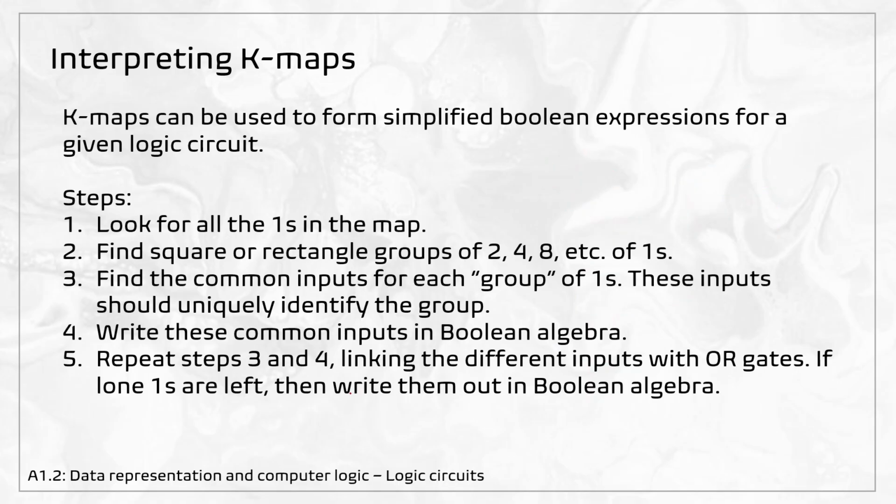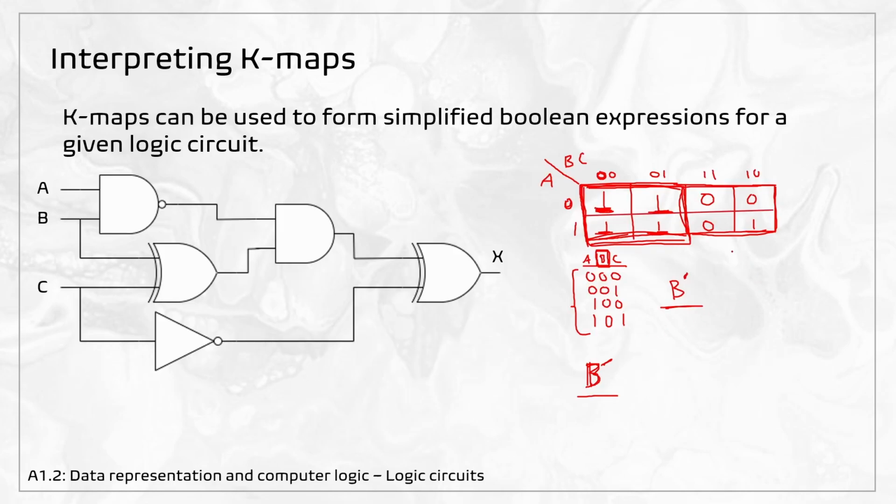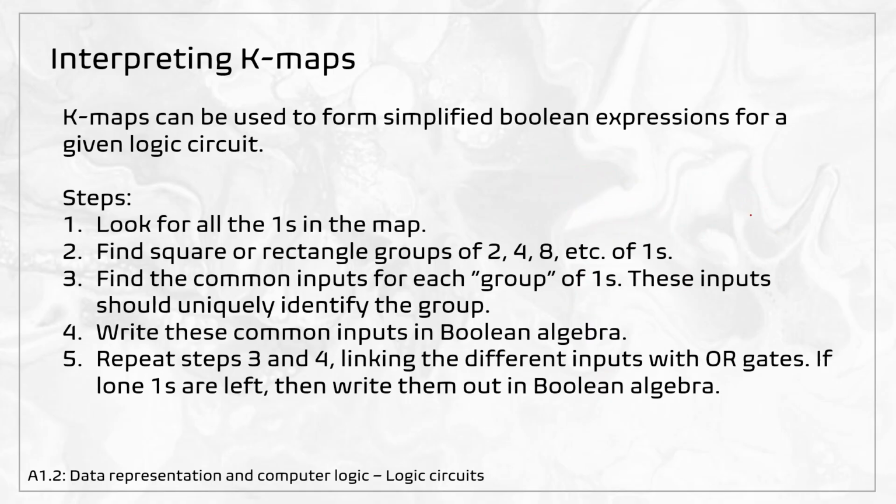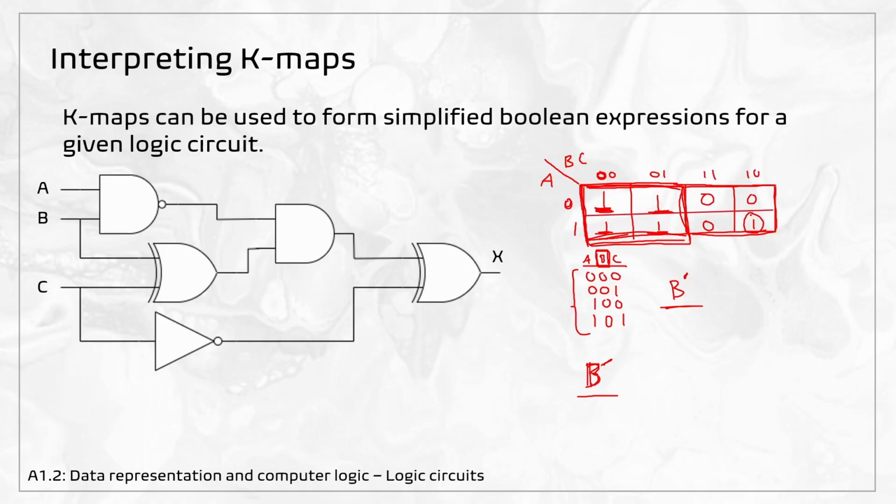Now step 5 is to repeat steps 3 and 4, linking the different inputs with OR gates. So we don't really have any other groups of 2, 4, or 8 of ones. We really only have this one right here. Now if lone ones are left, then write them out in Boolean algebra just purely. So for this one, how can you write it in Boolean algebra? This is just 1, 1, 0. Here's 1, and BC is 1, 0.